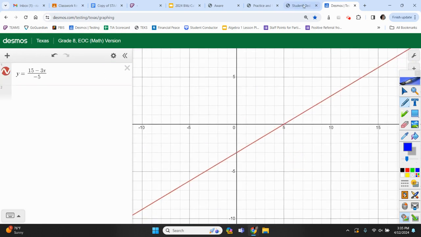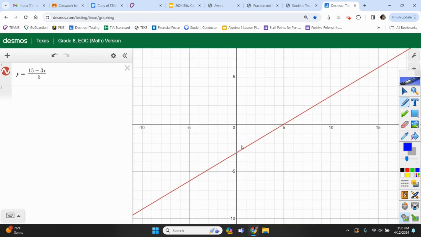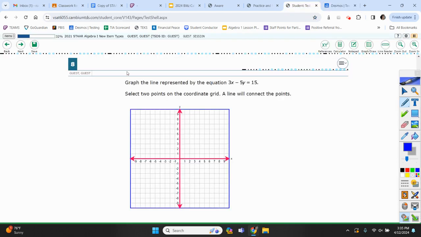So I have my graph, and all I have to do is graph it. Select 2 points, and a line's going to connect them. One point we should always select is the y-intercept, as long as it's a whole number. And then, look, the x-intercept is also a whole number. So graph those 2 points and connect them.